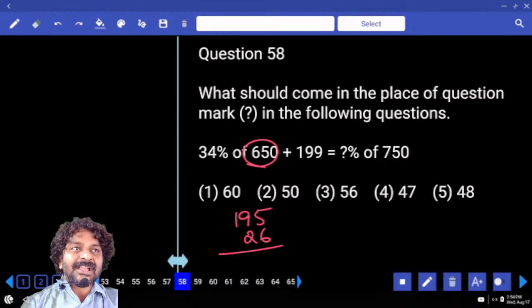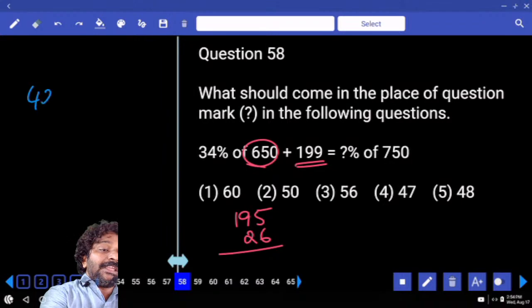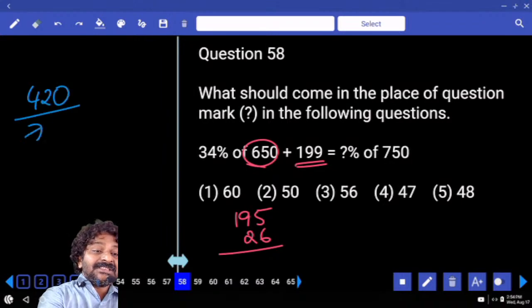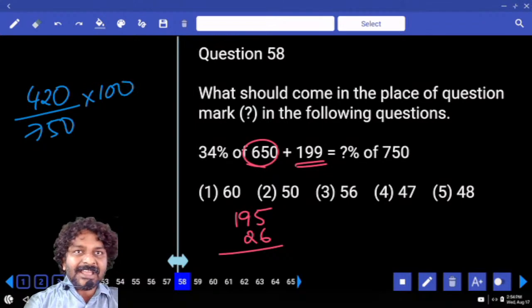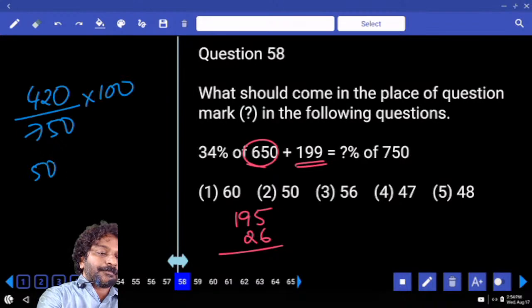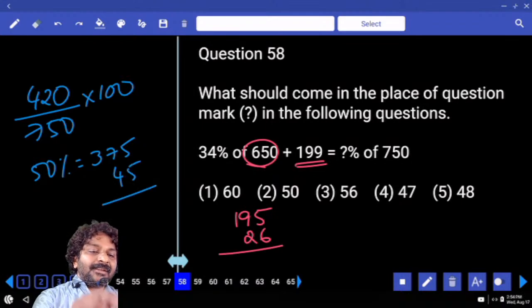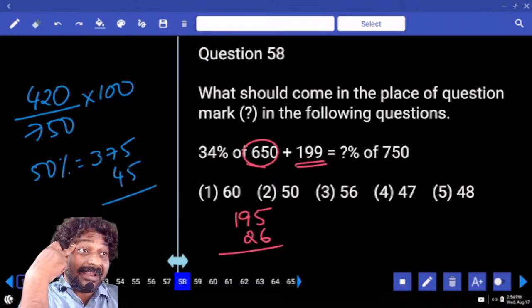221. How much is that? 221 plus 199, 420. How much is that? Now 420 is what percent of 750, and that's what we have to calculate now. Is this clear? Right. What is 50% of the denominator? 375. To that, how much more we need to add? 45. Then we'll get our numerator, correct?